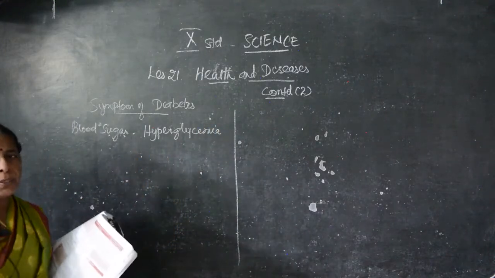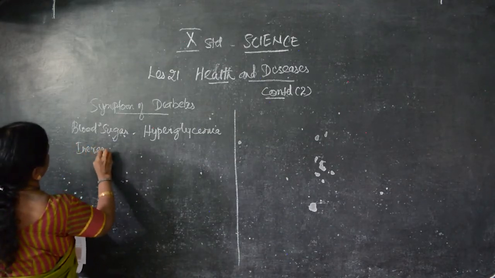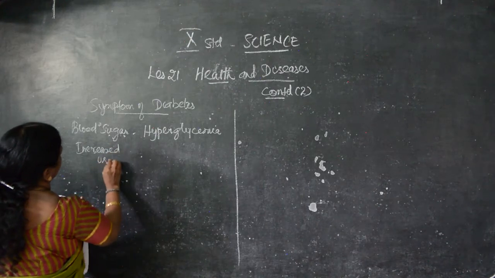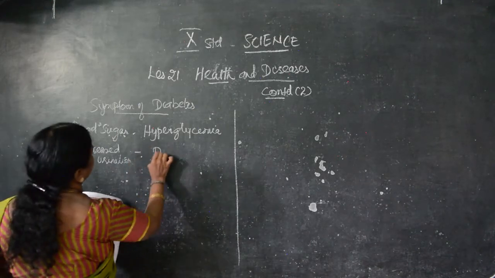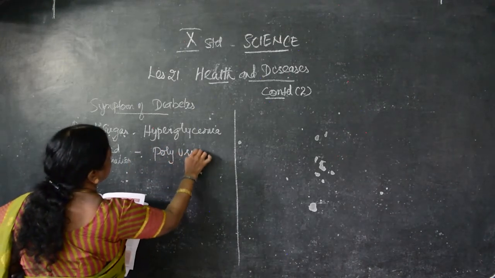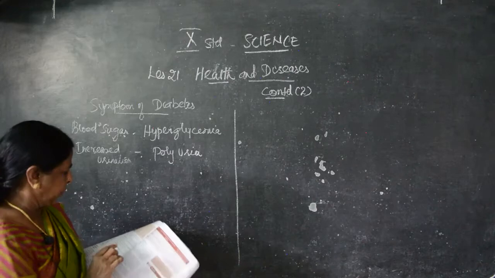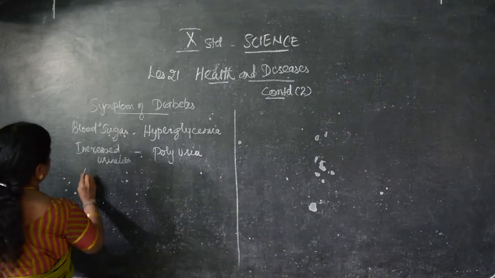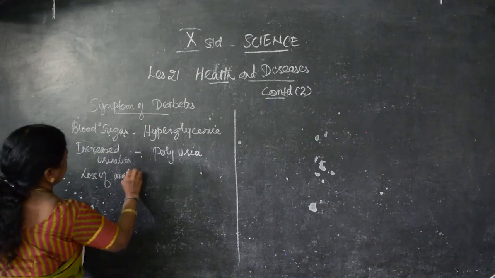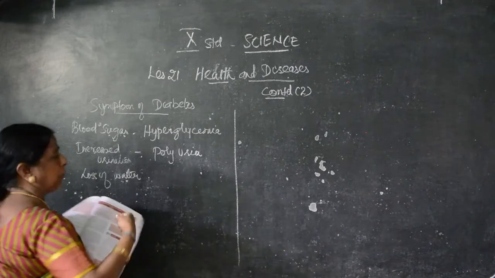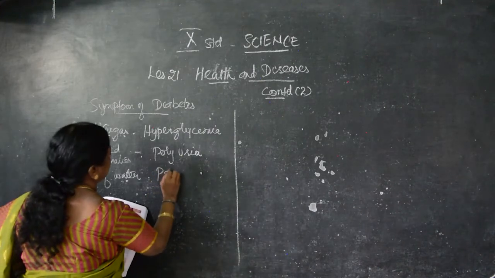Then frequent urination, increased urination, more output of urine. Output means sending out. This is polyuria. Just remember that polyuria means increase of urine. Because of over secretion of urine, our body loses water and we become dehydrated. That kind of thing is known as polydipsia.